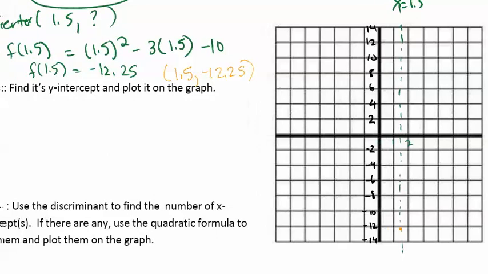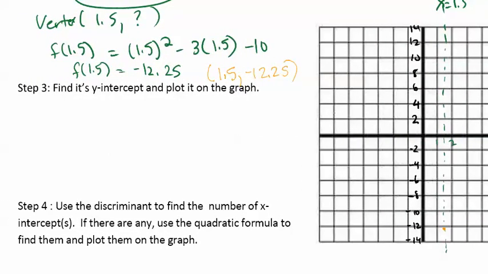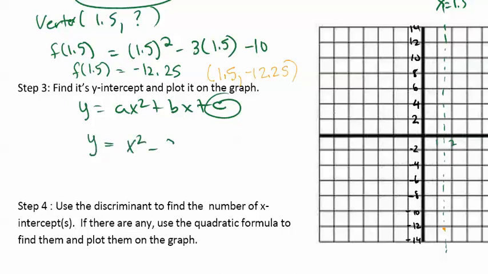Okay, so now let's find some other points. We need our y-intercept. Remember, we said that if our equation is in the standard form, y equals ax squared plus bx plus c, then we can take that c value. So in this case, our function is y equals x squared minus 3x minus 10. So we can take this minus 10 value, and that will be our c.